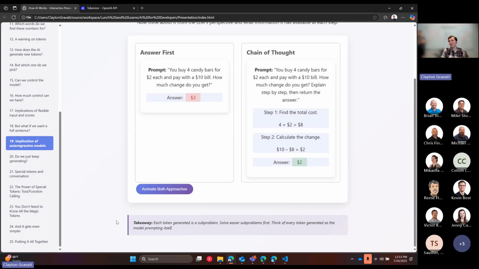Question. So that's for tokens. I understand for tokens, it just builds off of its previous token as an output, creates a token, builds off that. Is that also how context works?